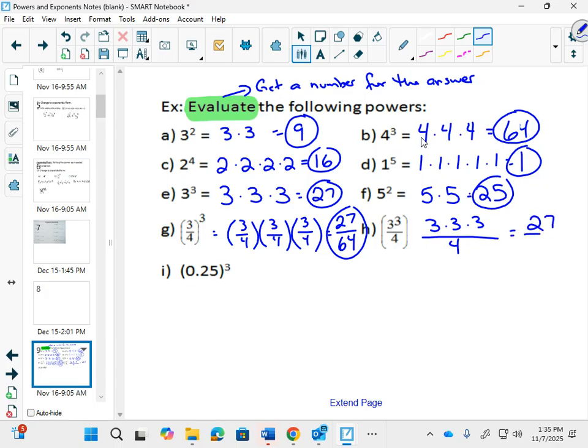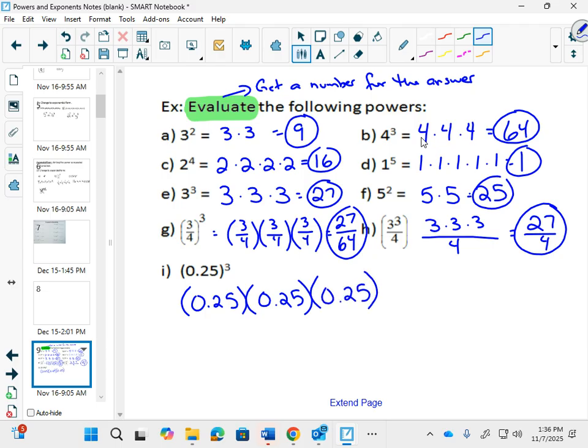And of course we already figured out that was 27, so this one's answer is 27 over 4. Usually if you have a decimal, you're going to have to go to your calculator to figure this out. But does anybody know how I could write this in fractions? By the way, let's try it on our calculator.